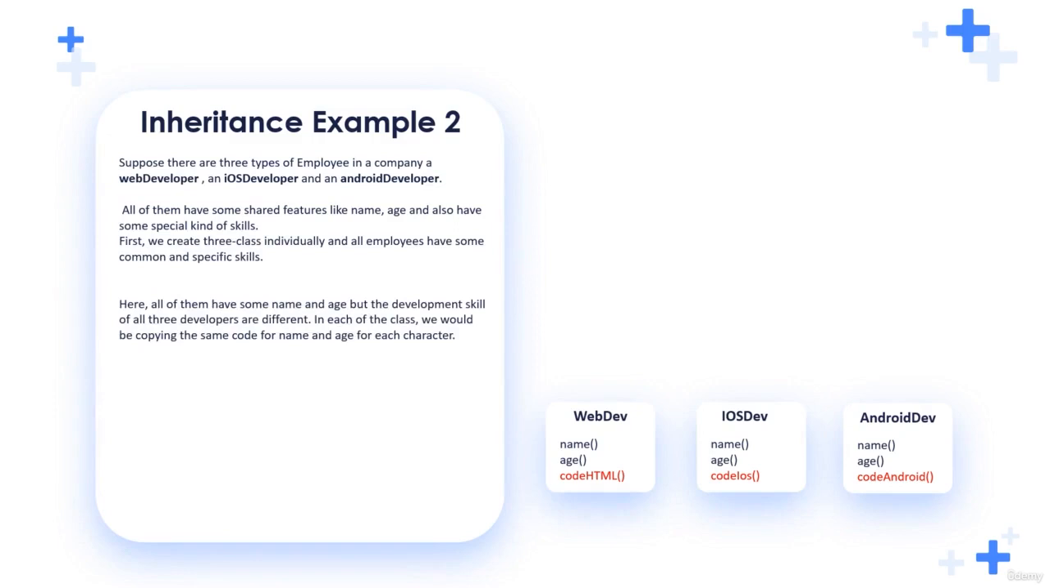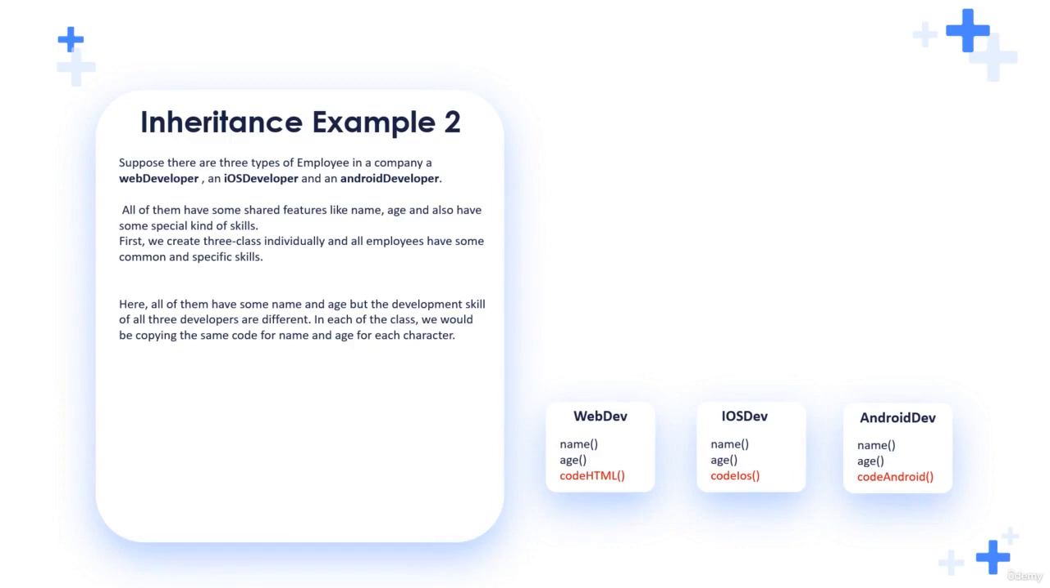But there are special skills. The web developer can create code in HTML, while the iOS developer can create code for iOS, and the Android developer can execute a method which creates Android code. Here, all of them have a name and age.